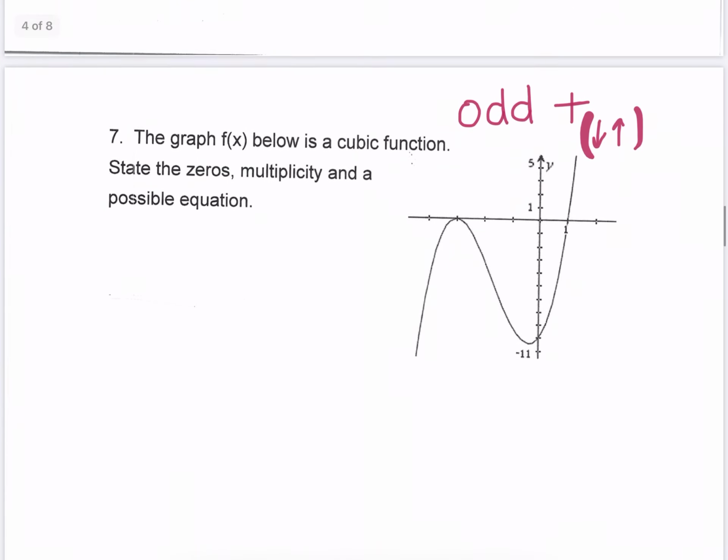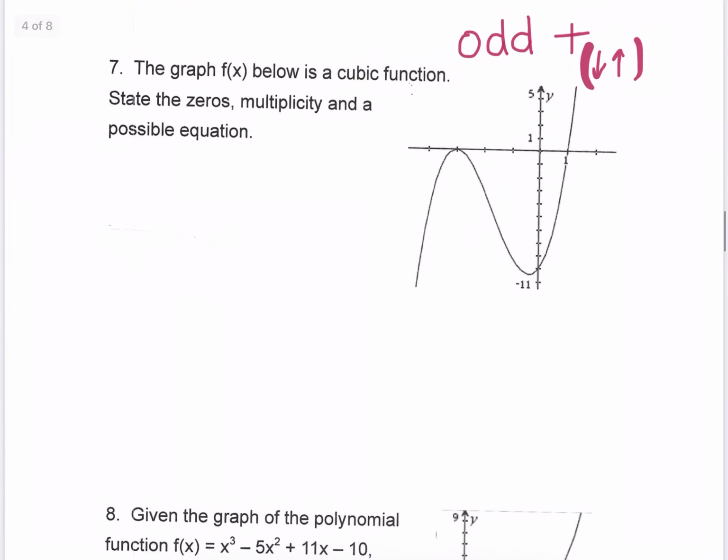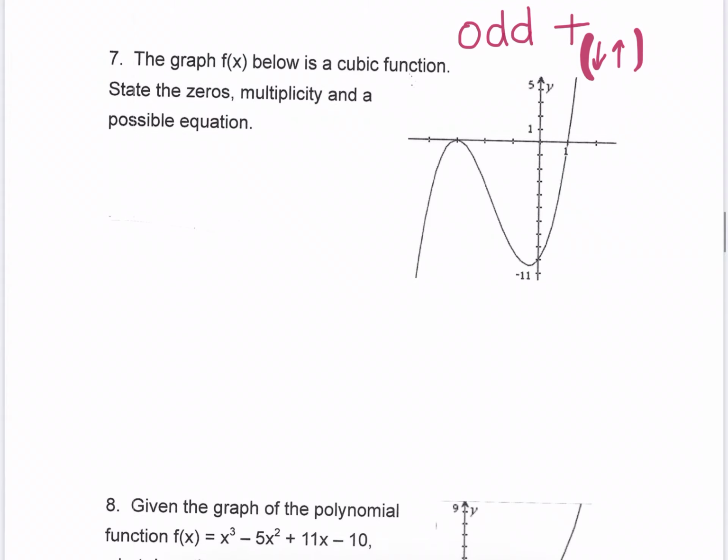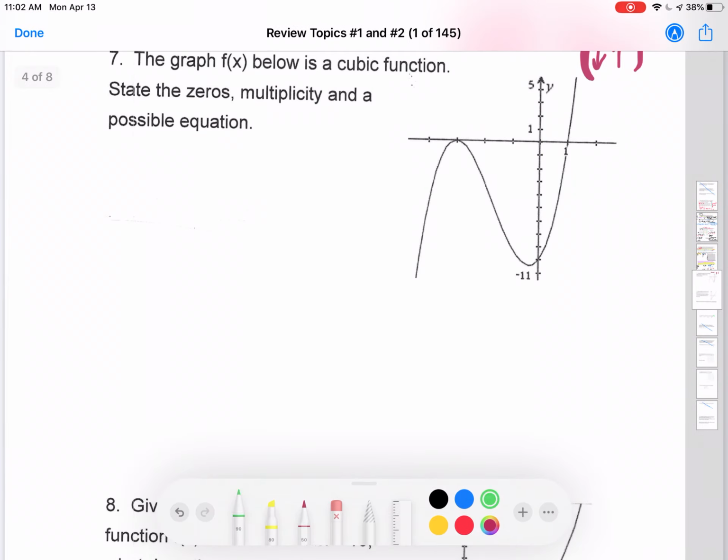Okay, 7. It says the graph of f of x is a cubic function. State the zeros, multiplicity, and a possible equation. All right, so the first thing I did is identify that this is odd, because the end behavior goes in opposite directions, and the leading coefficient is positive, because it's righties up.